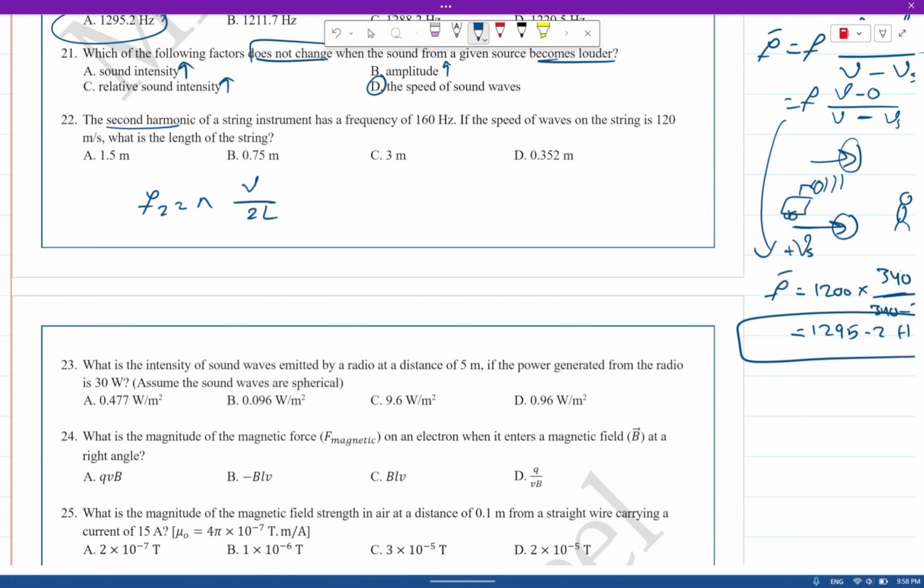Now, all you have to do is just find the length of the string here. So the frequency that we have is 160 Hertz. Let's not write the hertz now. So second harmonic, so n is 2, multiplied by the speed of the wave on the string, which is 120 meters per second, and then divided by 2 times the length of the string here.